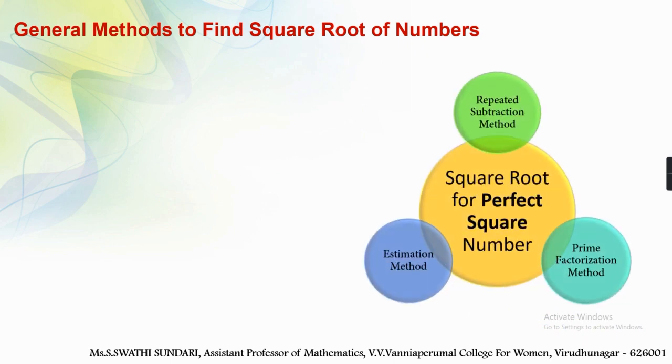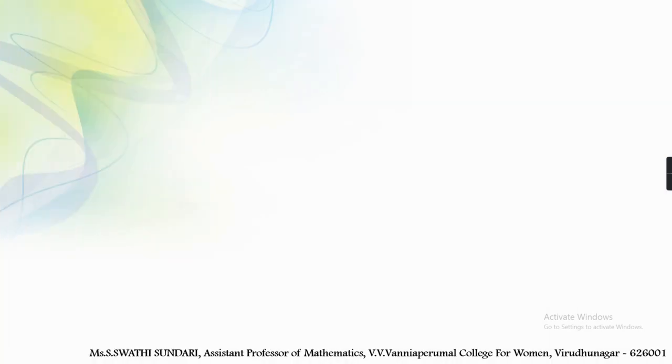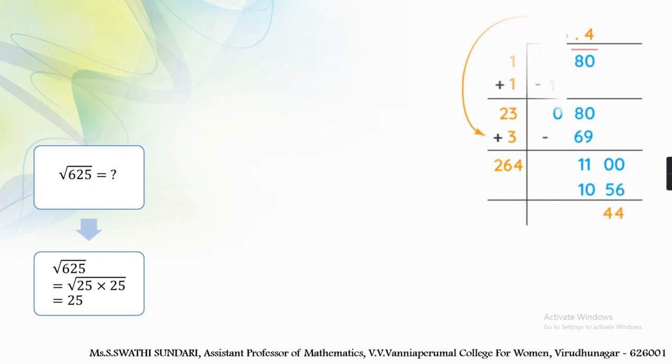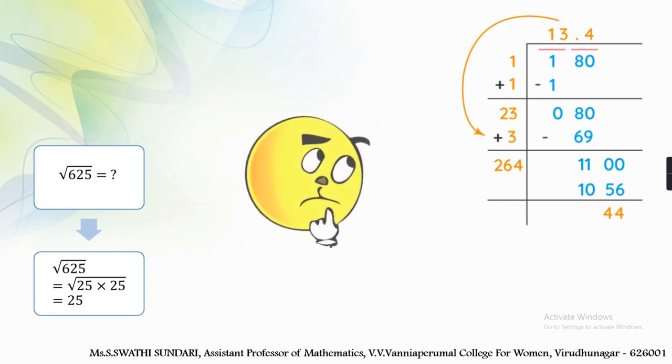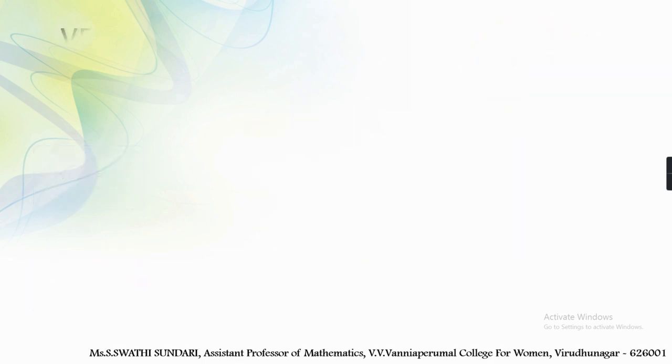And here we note that the first three methods can be conveniently used for perfect square numbers, while the last, long division method, can be used for any number whether it is a perfect square or not. As we know, the square root of any number means to get a number which, multiplied by itself, gives the given number. In the conventional method of finding square root, the divisor goes on becoming larger at each step. This increases the calculation time as well as the complexity of the problem.